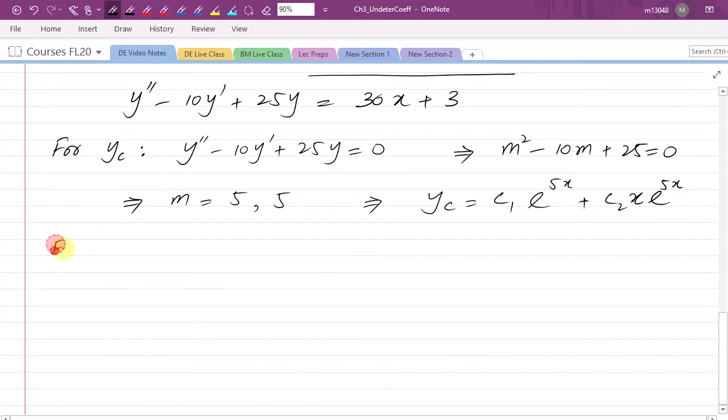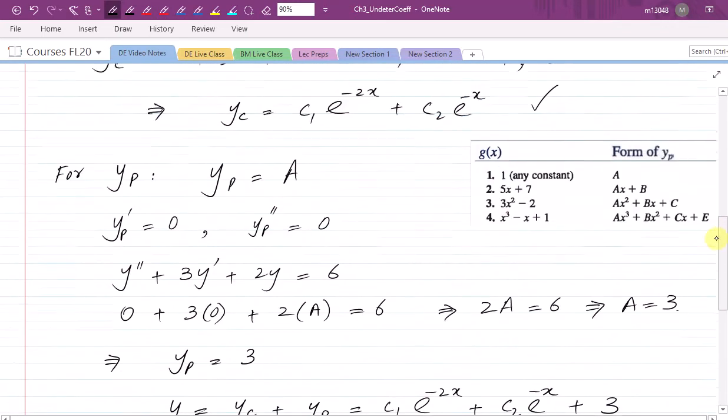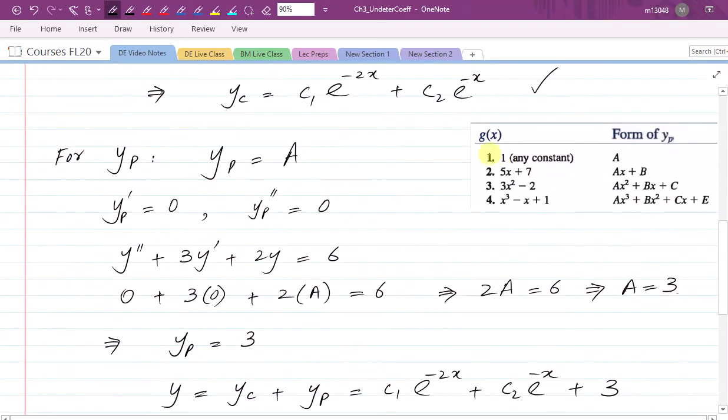Now for yp, we have to start with our g of x. Okay? g of x is 30x plus 3. What kind of g of x is it from the list? g of x is the second type, linear polynomial. So it means we will choose yp to be ax plus b.